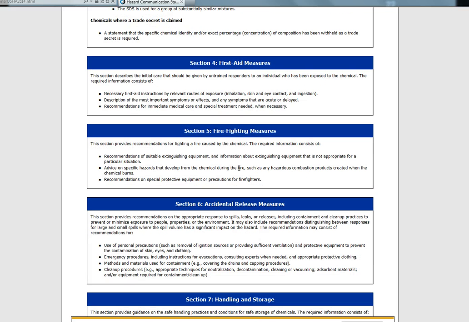Section 5 of the SDS deals with firefighting measures. Again, this would be more for first responders, unless it is something that is containable that a regular extinguisher could put out, but do not make the mistake of adding fuel to the fire unless you know exactly what chemical composition the fire is made up of and what type of fire extinguisher needs to be used.